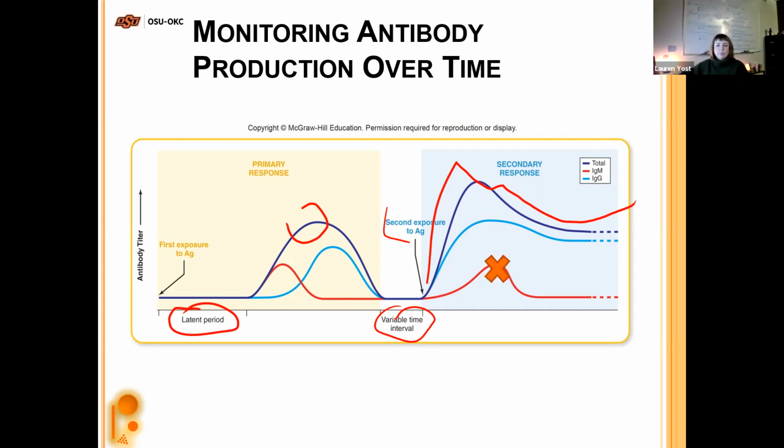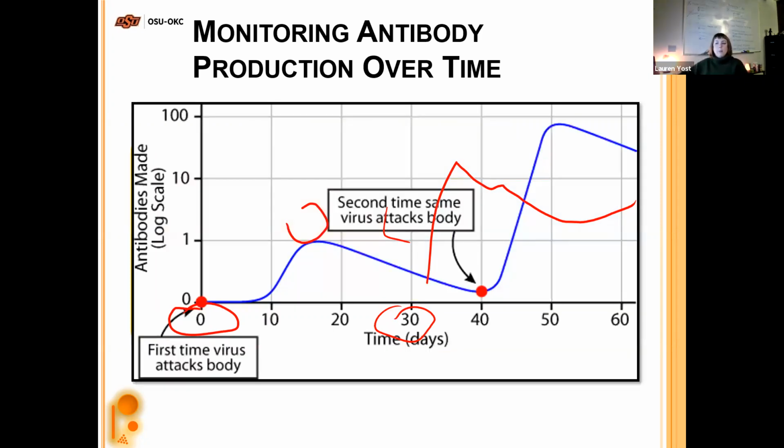Yeah, second time you're really not going to see much IgM at all. So that's what that's saying. But I apparently drew on this at some other time and saved it like this. Whoops, I don't know, or somebody did anyways. But if you monitor antibody production over time, essentially you will see that once the same virus attacks the body, like within a certain time frame, you'll see a huge response in production of antibody.